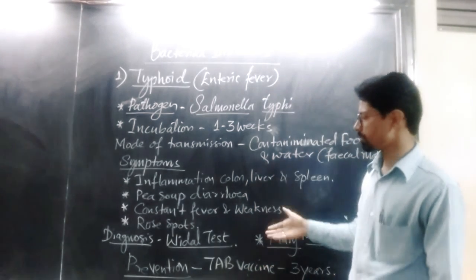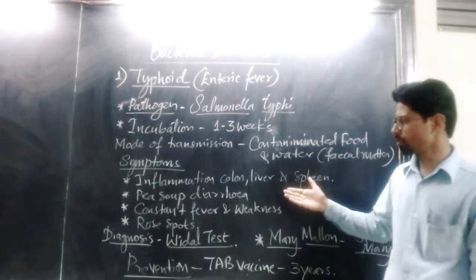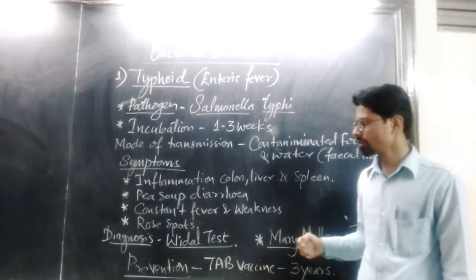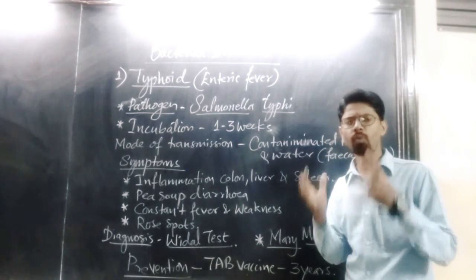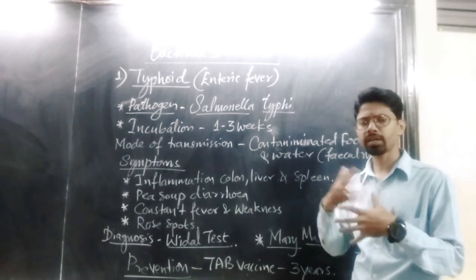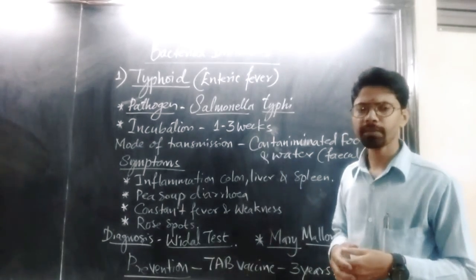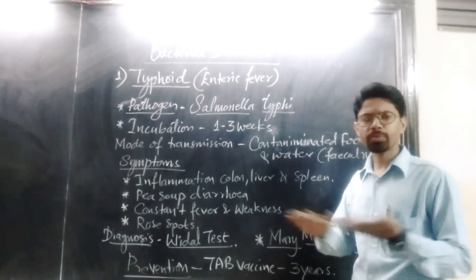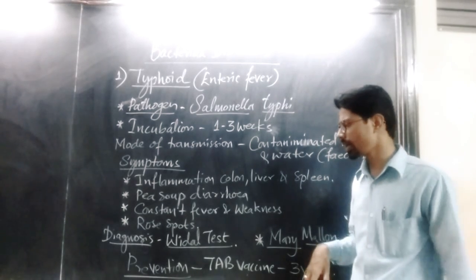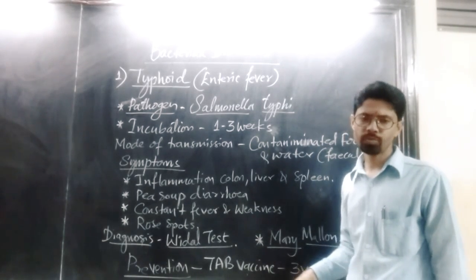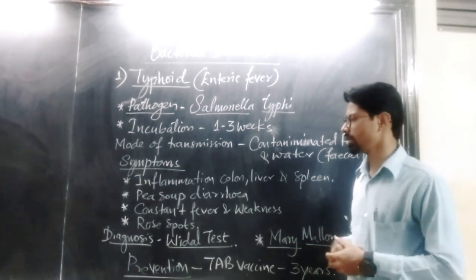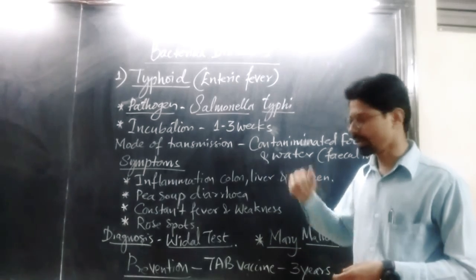Then if you talk about the symptoms, there are several symptoms. The most important symptom is inflammation of the colon, liver and spleen. Along with that, there is pea soup diarrhea. A very watery fluid is produced in the intestine, and malabsorption of digested nutrients takes place. Completely water-like diarrhea takes place, and it's called pea soup diarrhea because the coloration is also very different in the diarrhea.